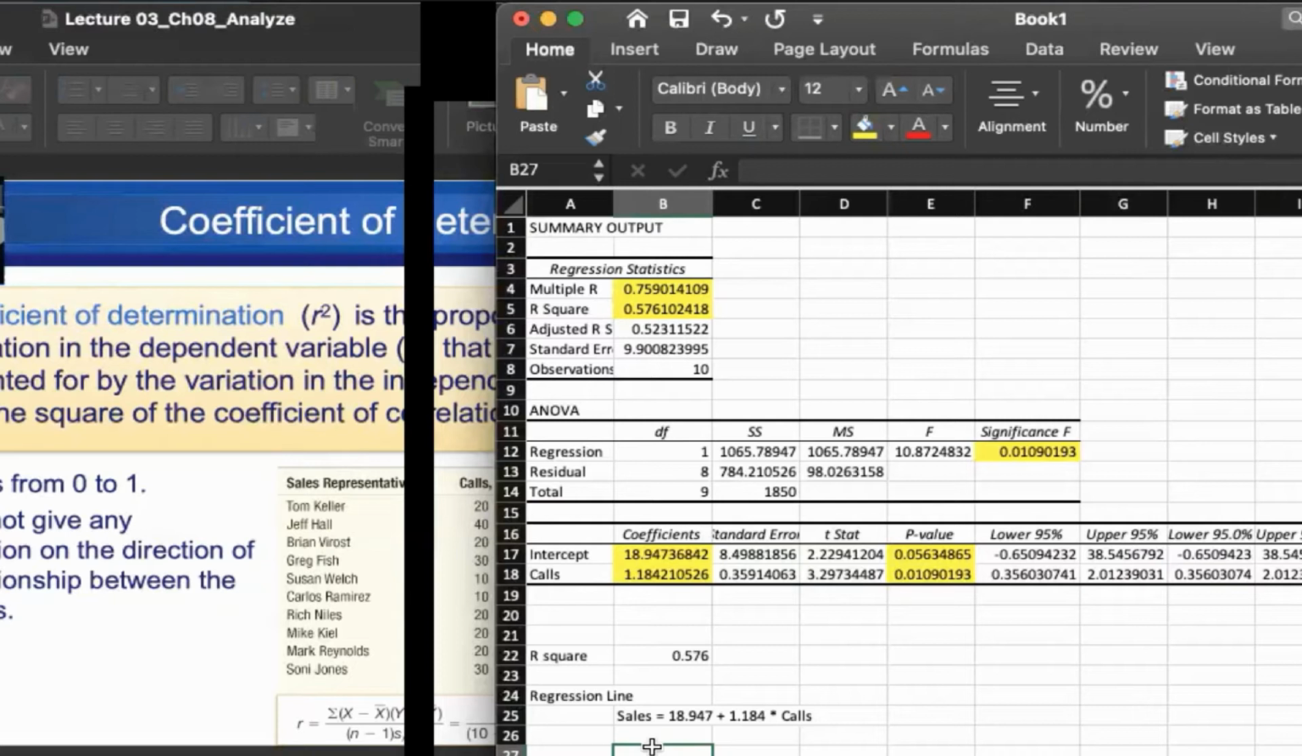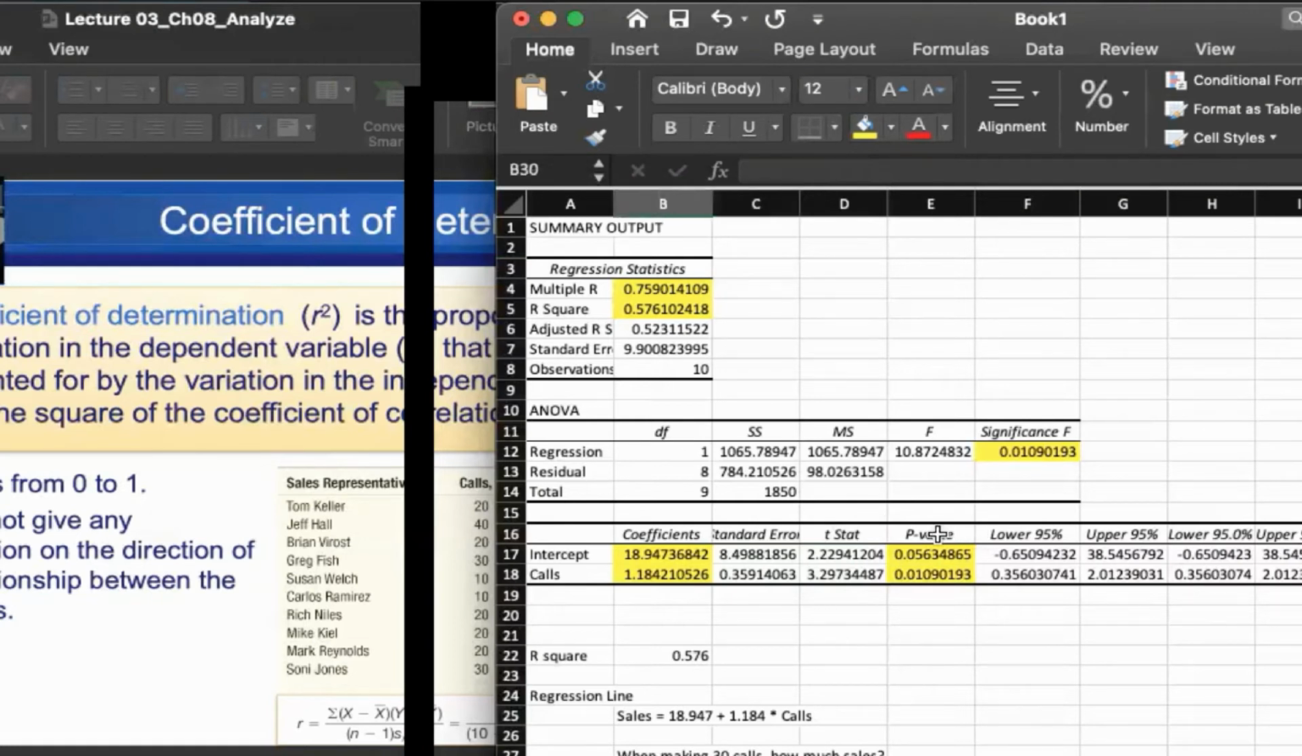So now when you are making 30 calls, how much sales? We can now make the prediction here, and sales is going to equal 18.947 plus 1.184 times 30 calls. Then 54.467 is going to be the estimated sales that you're going to make for this case. So approximately 55 or 54, right?